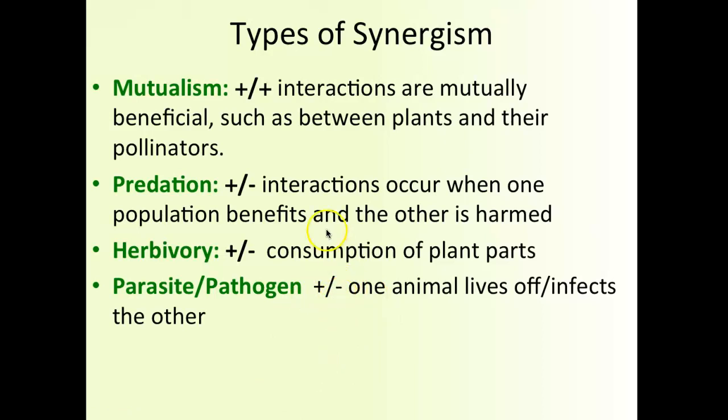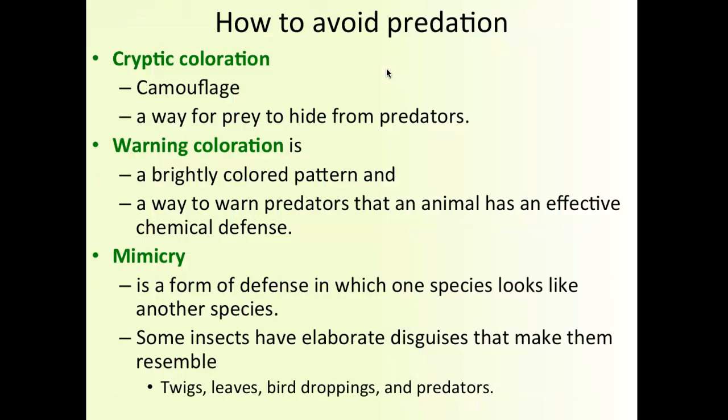So just remember that the word synergism does not mean mutualism. Mutualism is a plus-plus relationship, but synergism just means living together. Okay, so in your notes, after we talked about that, we have mutualism, and then we have predation, and then these are ways to avoid predation. So let's take a look at these. So how to avoid predation.